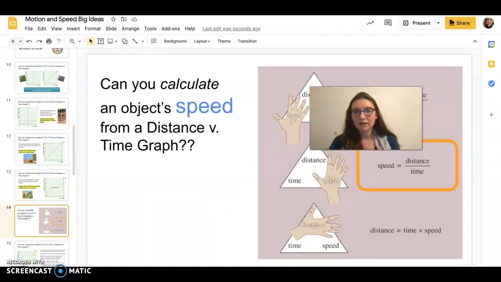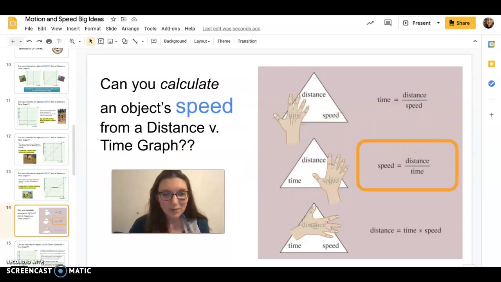And if we want to calculate this, we can use an equation triangle. To do that, we just cover up the thing that we're trying to find. So if we're trying to solve for time, we cover that one up and look at distance divided by speed.